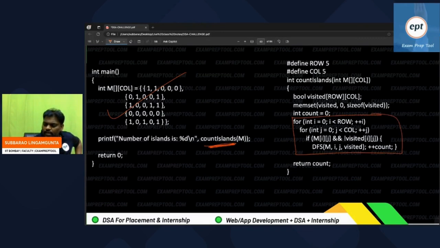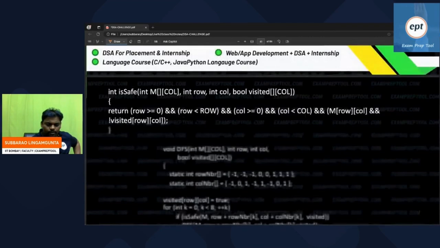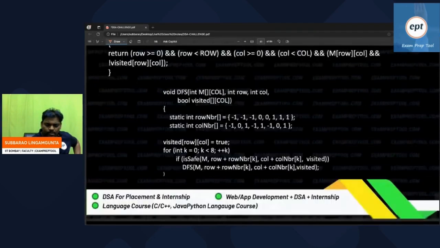Whenever it is scanning, i is equal to 0, j is equal to 0. First it will check if it is visited or not. If not visited, then it will call the DFS algorithm.